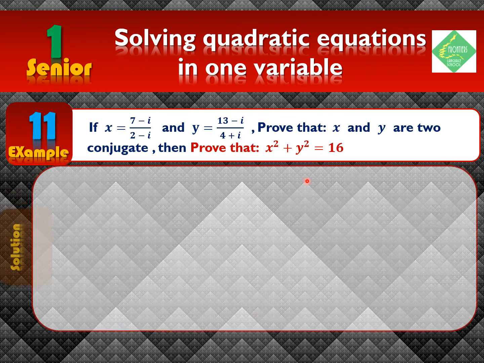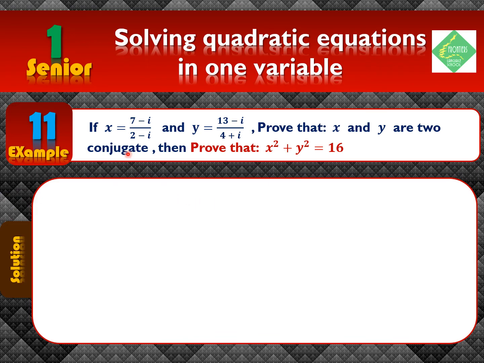Example 11. If x equals 7 minus i over 2 minus i and y equals 13 minus i over 4 plus i. Prove that x and y are two conjugates. Then after proving, prove again that x squared plus y squared equals 16.